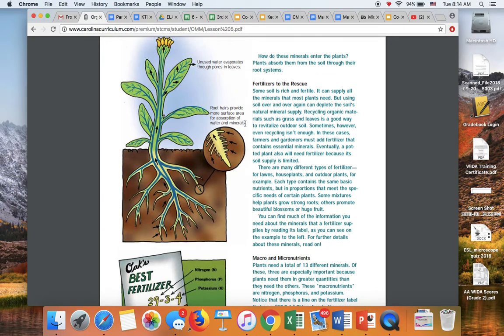Recycling organic materials such as grass and leaves is a good way to revitalize outdoor soil. Sometimes, however, even recycling isn't enough. In these cases, farmers and gardeners must add fertilizer that contains essential minerals. Eventually, a potted plant also will need fertilizer because its soil supply is limited.